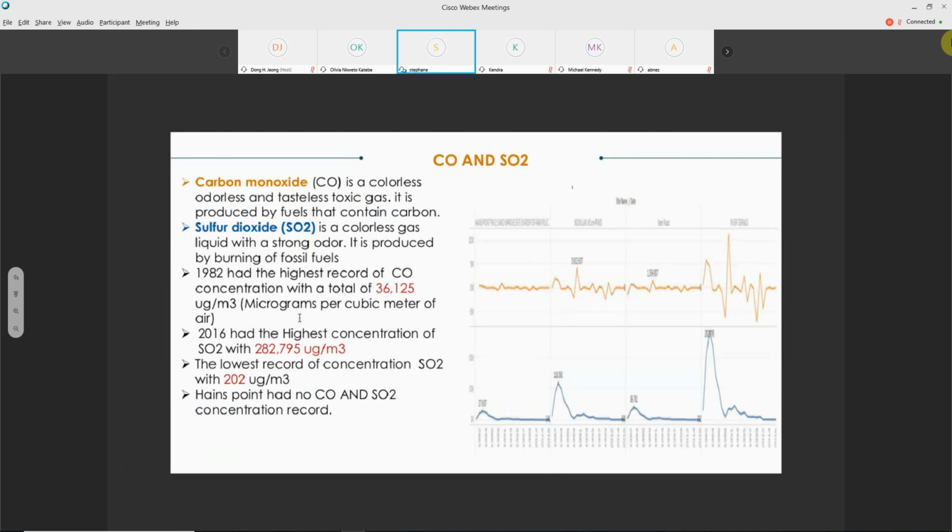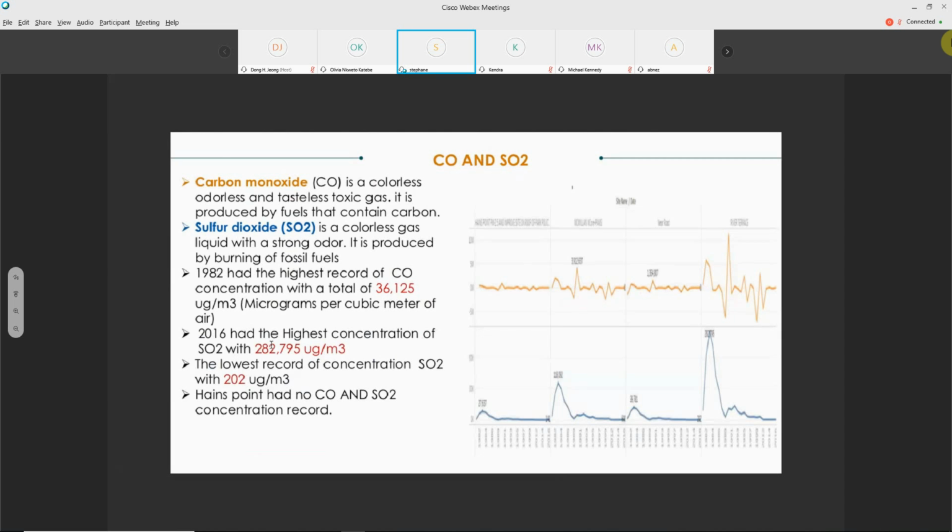In 2016 had the highest concentration of SO2 with 282 micrograms per cubic meter of air. The lowest record of concentration of SO2 was 202 micrograms per cubic meter of air.